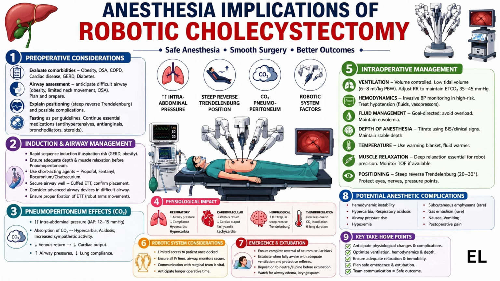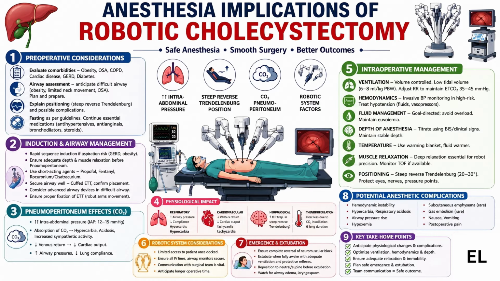An important point in robotic surgery is that the airway must be secured extremely well. Once the robot is docked, access to the patient becomes limited. Any accidental displacement or disconnection of the endotracheal tube can therefore become a major emergency. All intravenous lines, monitoring cables, airway connections, and the endotracheal tube should be checked carefully before docking.